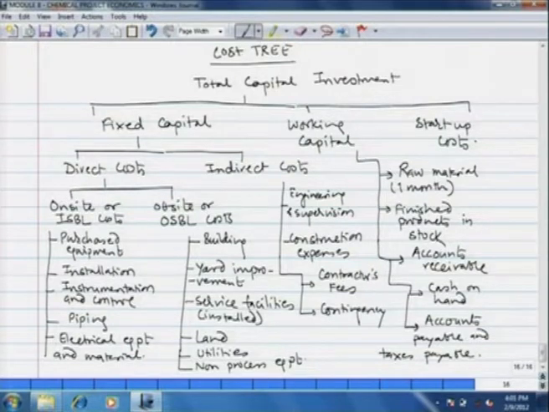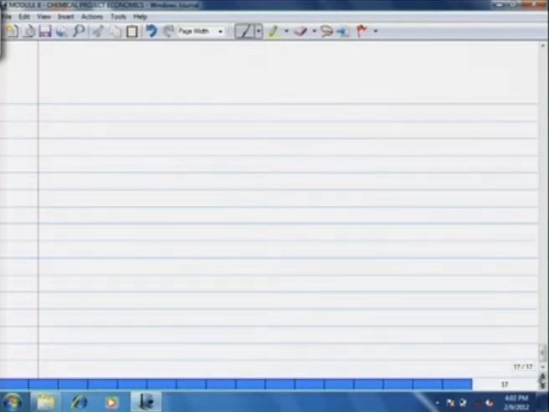Now, with this tree, we will try to see whether we can estimate the total capital investment only on the basis of the on-site cost, which is the total cost of major equipments that we are going to design. Now, let us develop a simple cost model. As I said, the startup cost is typically 10% of fixed capital.